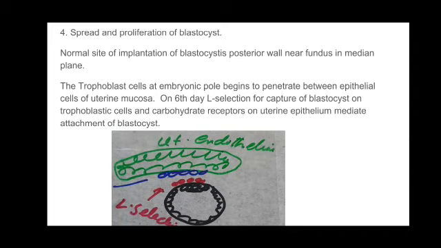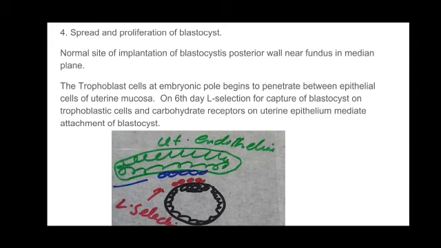Now, where does the blastocyst normally implant? This is another MCQ. The normal site of implantation of the blastocyst is the posterior wall near the fundus in the median plane. In the posterior wall of the uterus, in the center or median plane, the blastocyst embeds. This is the site of the decidua basalis.